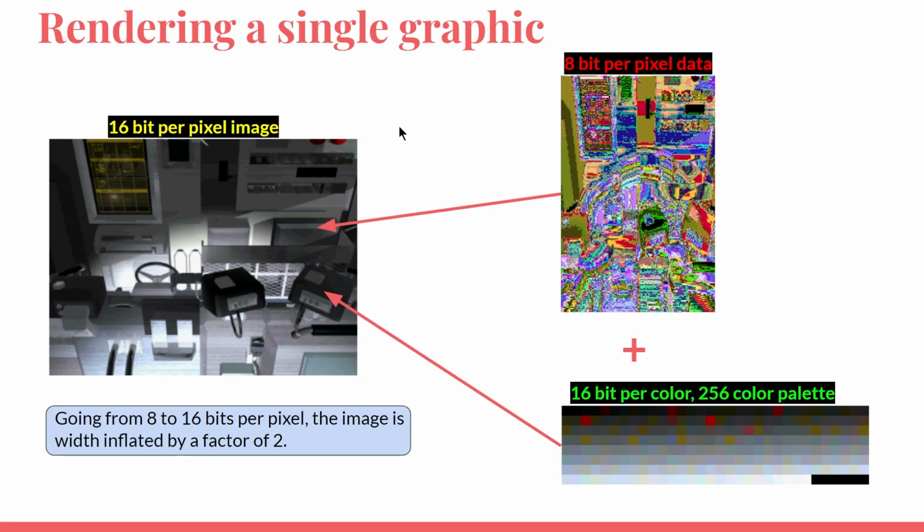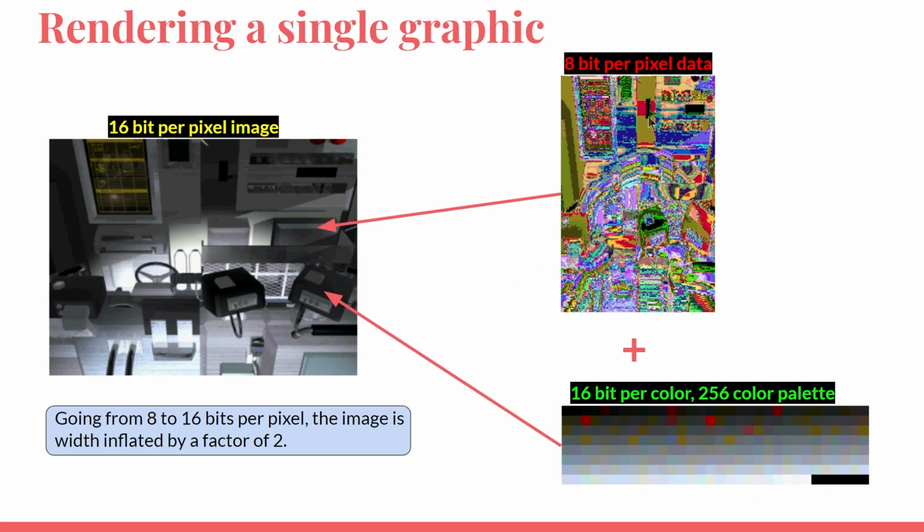So say we wanted to put the first pixel of this image into the correct position on the frame buffer. What we would do is go to the first byte of the pixel data, because this is 8 bits per pixel, so we look at the first 8 bits. Let's say it has the value of 40. That would mean we go to the 40th color in the associated color palette, and then we would copy that color onto the frame buffer in the first pixel. And then we would repeat that process for every single pixel in the image.